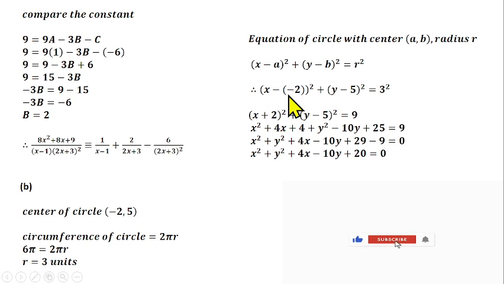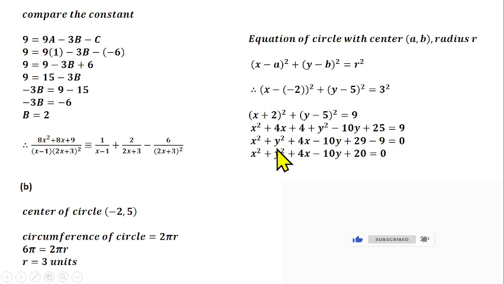So that means you have (x minus 2) all squared plus (y minus 5) all squared equals 3 squared. Simplify that further. Minus minus gives us plus. Then 9, you have a 9 here. If you expand this bracket, we have x squared minus 4x plus 4. Expand this bracket, we have y squared minus 10y plus 25 equals 9.